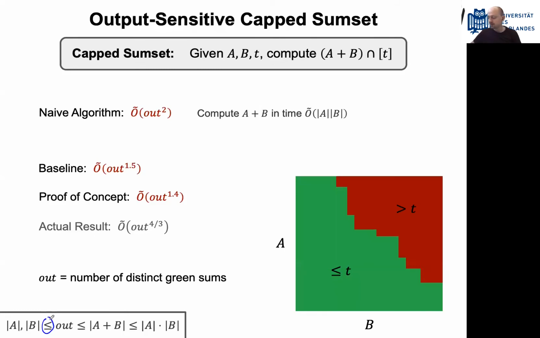Now, throughout the discussion, I will have this picture here where I have this set A sorted from smallest to highest, set B sorted from smallest to highest, and a pair of element A and element B is marked green if their sum is below T and red if the sum is above T. And then note that what we want to compute are all the distinct sums in this green region here. So the output size is the number of distinct green sums. Basically, the bad situation is that there are lots of distinct red sums.